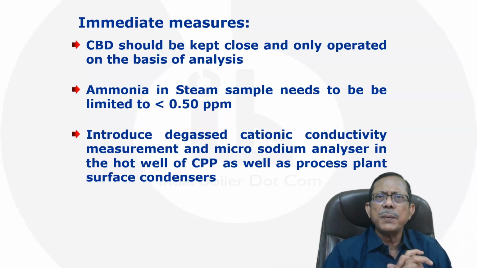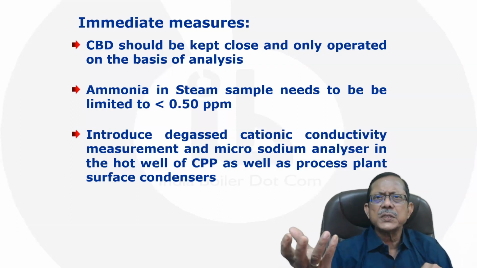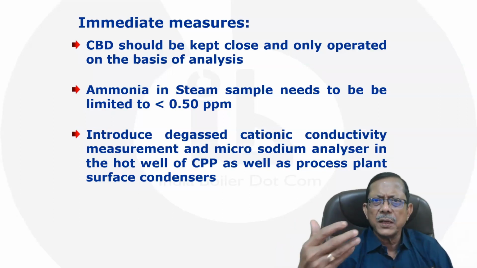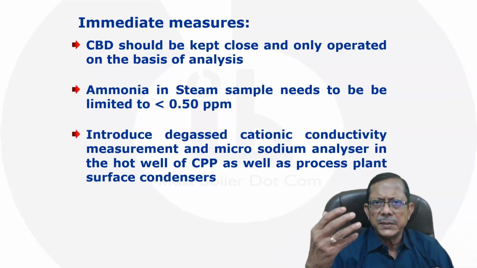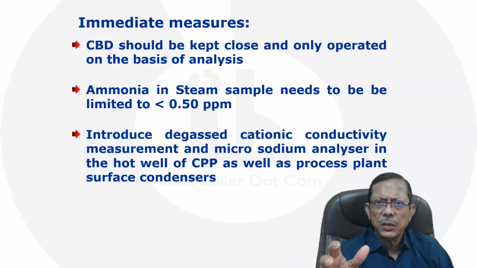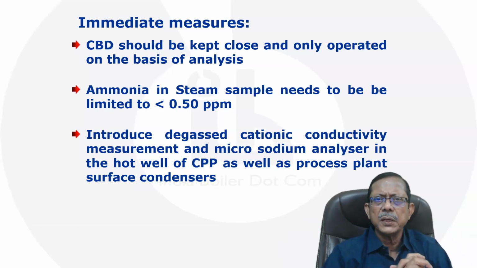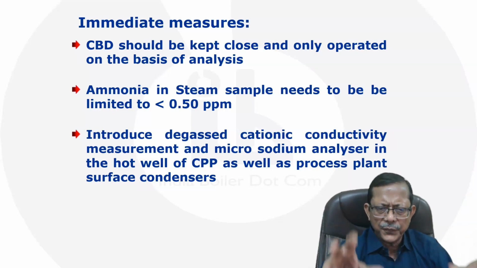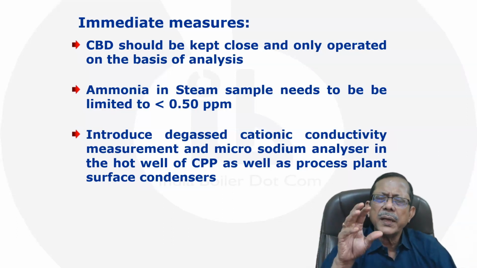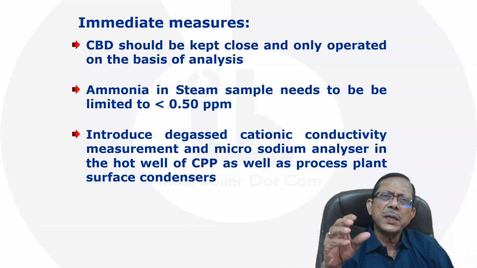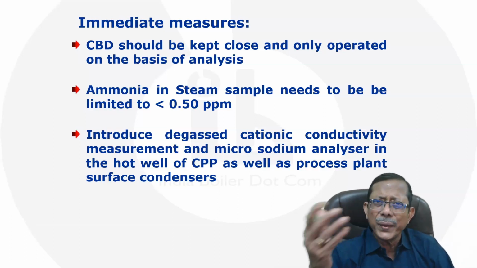And that is possible by first measuring the degassed cationic conductivity of the hot well. That is one measure. Another very useful way of checking the condenser leakage possibility is the microsodium analyzer. If you put it in the system, it can identify sodium to the extent of less than 0.02 ppb, right?